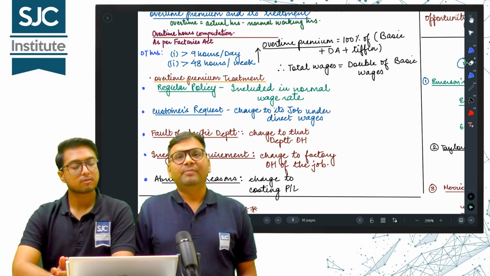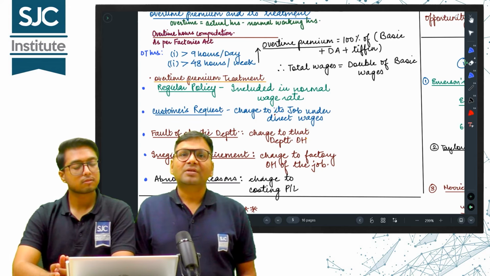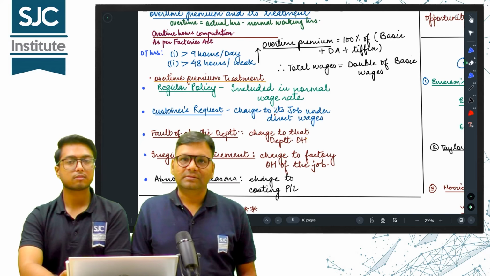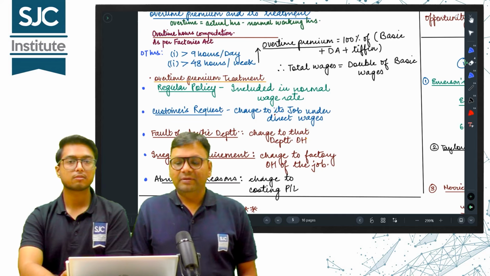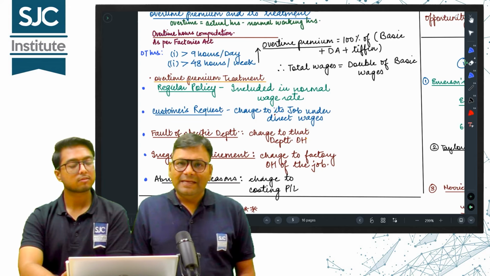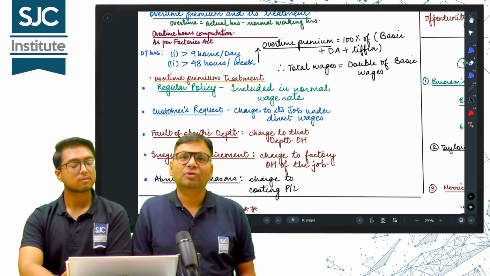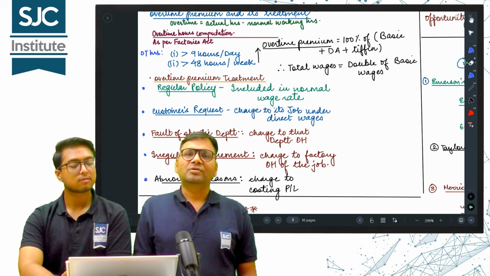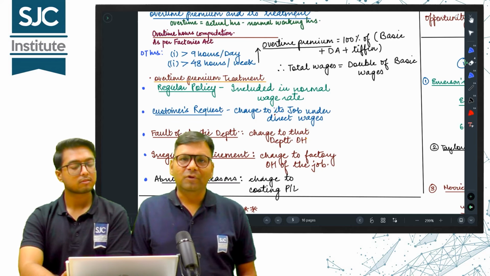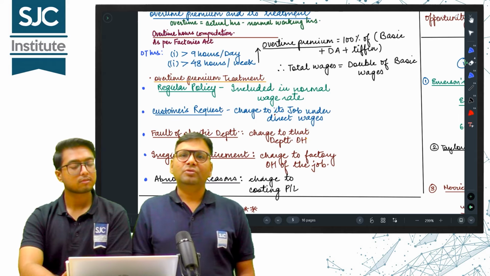In that case, overtime premium is calculated separately and charged to that specific job as a separate breakup item of wage cost. The third reason can be due to fault of specific department. In that case, it is charged to that department's overhead. The fourth case can be any irregular requirement which doesn't happen in the factory regularly, but it is not so abnormal. In that case, it is charged to factory overhead of the job. In the last case, if overtime is done because of any abnormal reasons, then we charge it to costing P&L.